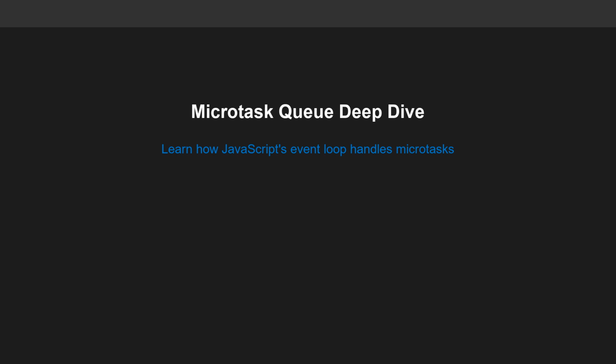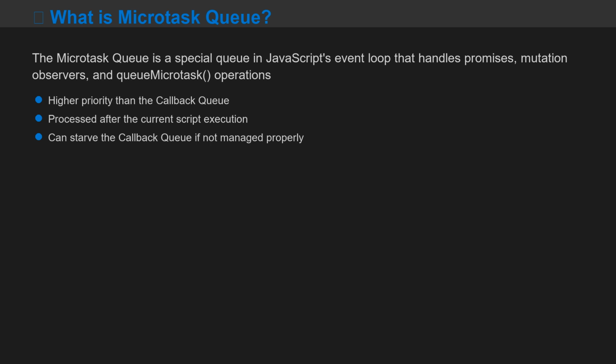Let's dive in. So what exactly is Microtask Queue? It's a special queue in JavaScript's event loop that handles promises, mutation observers, and queueMicrotask operations. The key points are: first, it has higher priority than the callback queue; second, it's processed after the current script execution completes; and third, it can starve the callback queue if not managed properly.